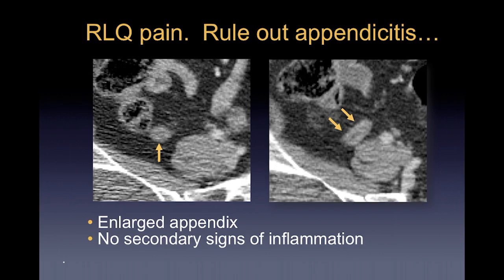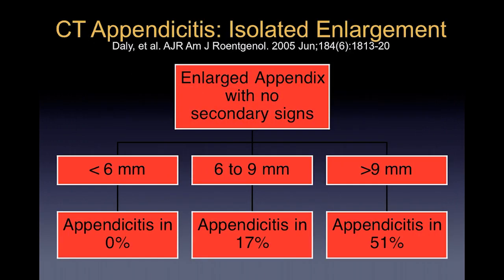Can't really see a bunch of air in the lumen or anything, explaining that it's about a centimeter big. But we don't see any secondary signs of inflammation. There's no fat stranding, no wall hyperemia, nothing really going on to say this is definitely inflamed. So in this instance, biggish, isodense, no other evidence of inflammation, what is the likelihood of appendicitis?